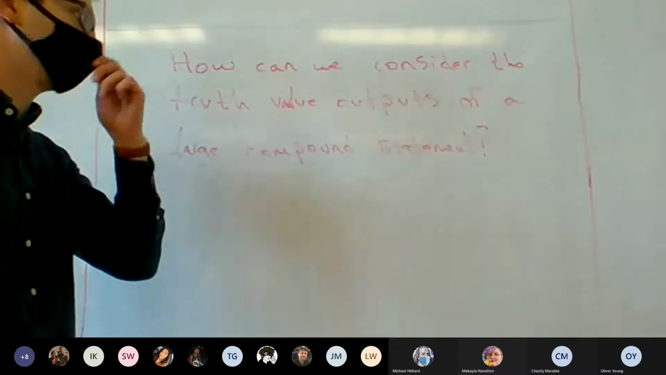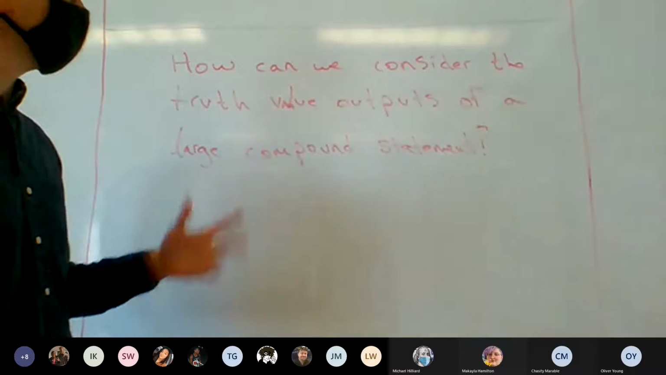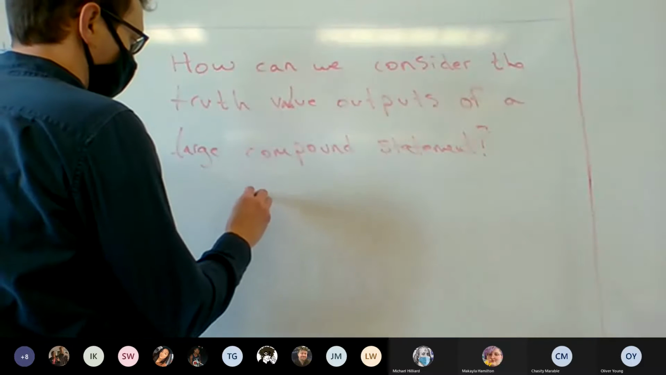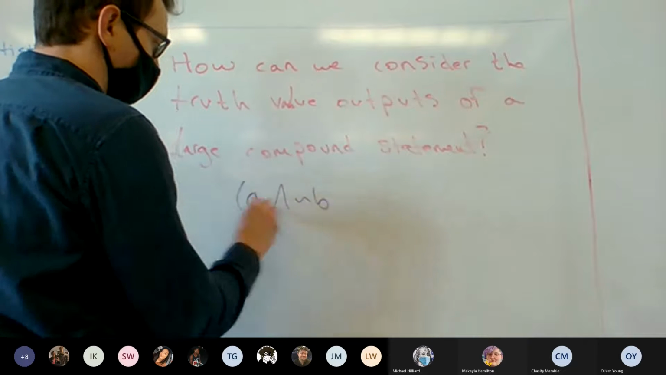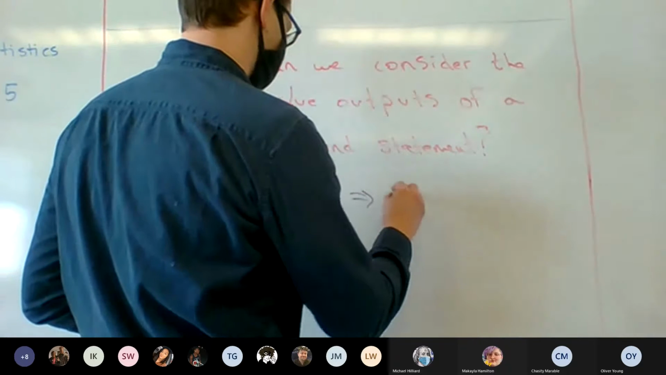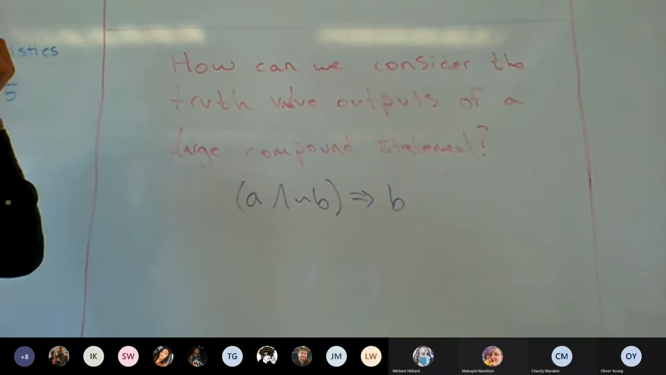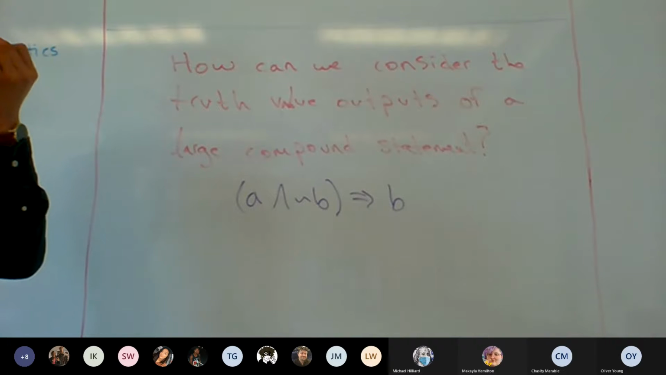So we've already considered the truth value outputs for A and B, A or B, and if A then B. But what do we do if we want to consider something like A and not B implies B, something like that where there's a lot going on? Well, the answer is truth tables.